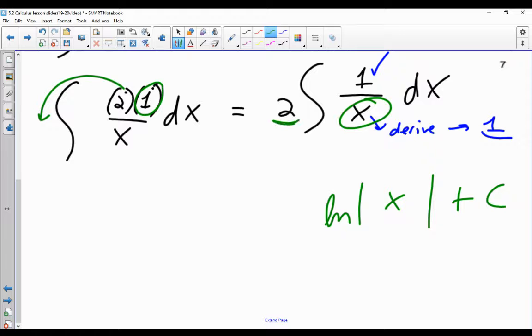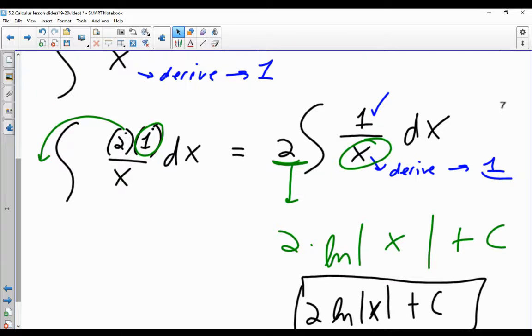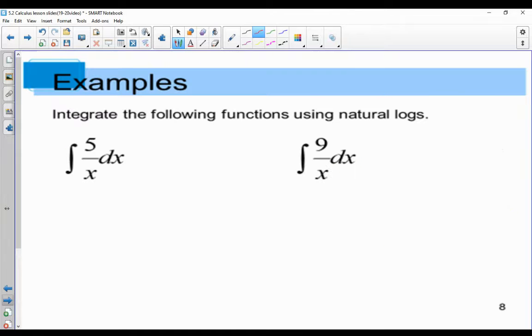But then what do I do with the 2? If you remember from previous examples, that 2 just comes down and sits in the front. So it's 2 times natural log of x plus c, or just 2 natural log absolute value of x plus c. Same thing. So yes, you are allowed to do that. Anyway, for those examples, that does work. And of course, it would make your lives a lot easier to recognize that.